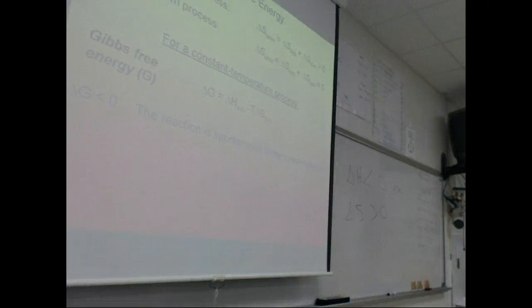If delta G is less than 0, the reaction is spontaneous in the forward direction, meaning as written. You must know this. If you have a negative value for delta G, then it is spontaneous. If delta G is greater than 0, the reaction is non-spontaneous as it's written. The reaction is spontaneous in the reverse direction. If we were to flip it, then it would be spontaneous, because it's the opposite process.